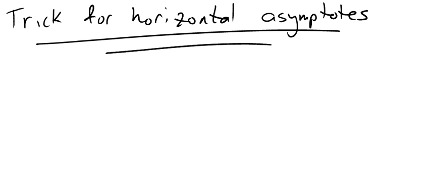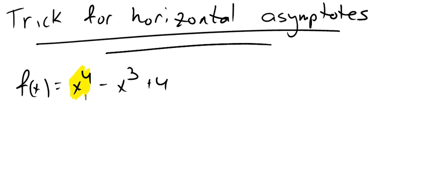Okay, so this movie is going to give you a very cool trick to find horizontal asymptotes fast. So let's look at an example. Let's say we have this function, f of x is x to the power 4 minus x cubed plus 4. If you plug in infinity, you get infinity minus infinity, which is problematic, and we don't have to solve this.